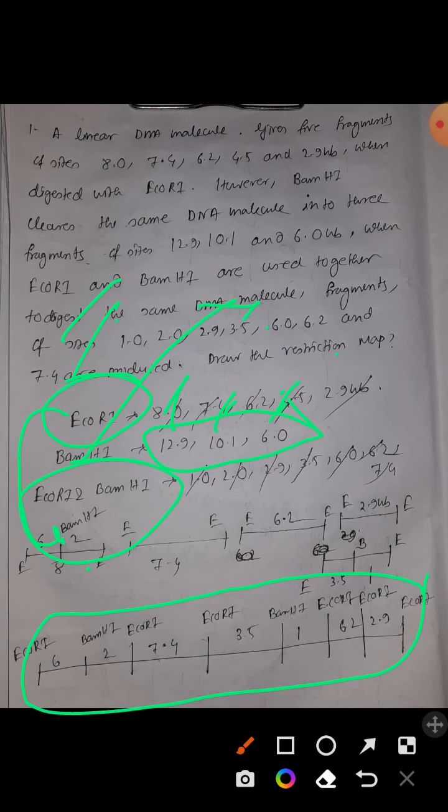And if they tell us that it is a circular plasmid, then we have to simply join the two ends to ultimately construct the circular map. That is what restriction mapping problems are.